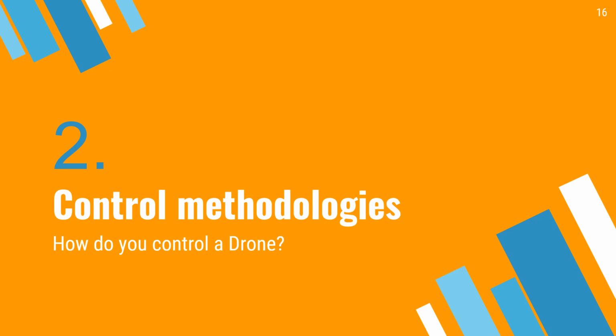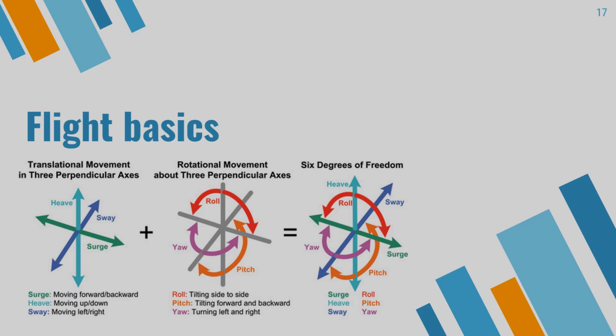So, now we know all the 7 elements of a drone. So let's get to the next point, control methodologies. So how exactly do you control a drone? We'll start with the flight basics of a drone.